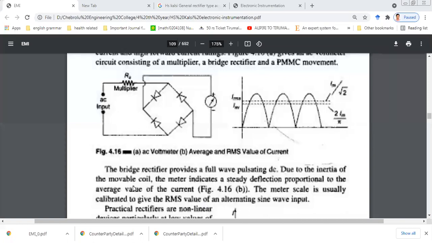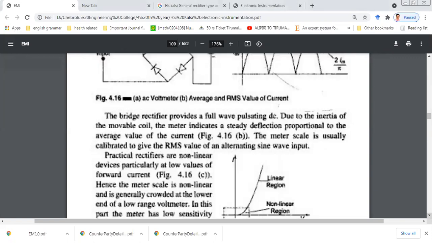So the bridge rectifier provides full wave pulsating DC. Due to the inertia of the movable coil, the meter indicates a steady deflection proportional to the average value of the current. For that value, the meter will deflect to the average value. The meter scale is usually calibrated to give the RMS value of an alternating sine wave input.